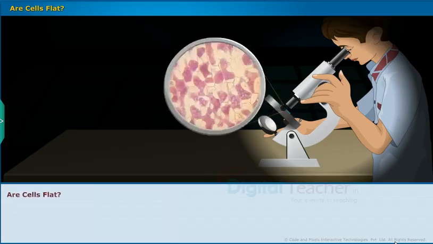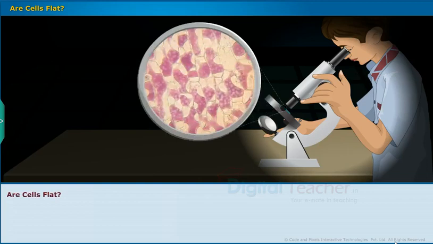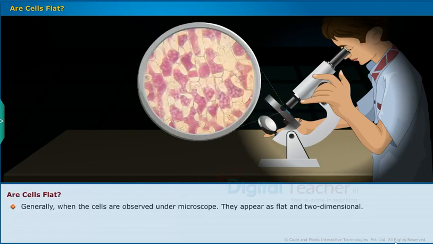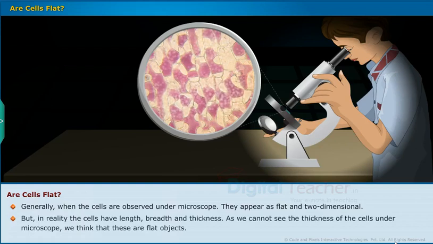Now, let us know the definite shape of the cells. Generally, when the cells are observed under microscope, they appear as flat and two-dimensional. But in reality, the cells have length, breadth and thickness. As we cannot see the thickness of the cells under microscope, we think that these are flat objects.